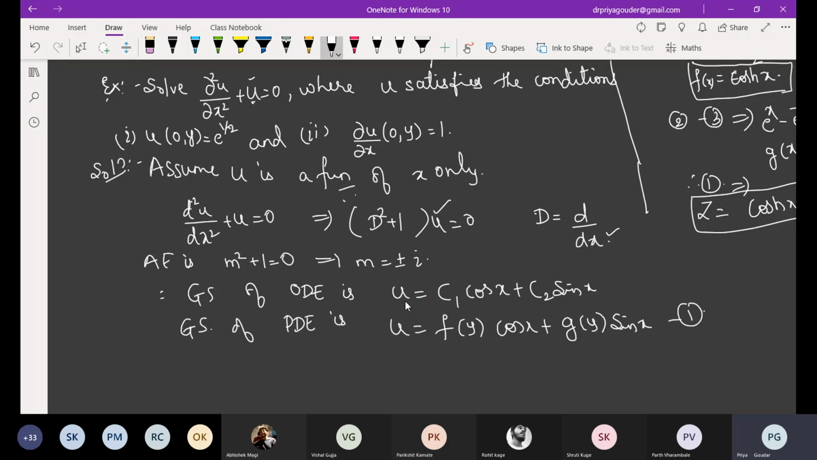Now tell me which condition can be used among the two? They have given two conditions, right? First one. What is the meaning of u(0, y) = e^(y/2)? x is equal to 0, y is equal to y. So what is this e^(y/2) representing, the value of what? U. Correct.